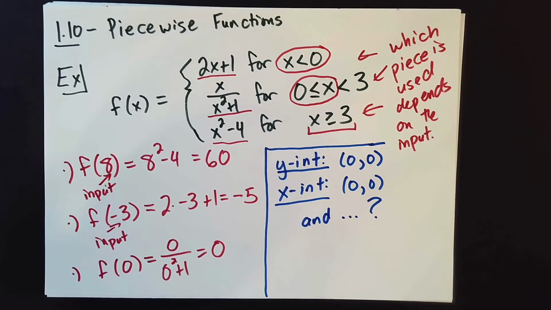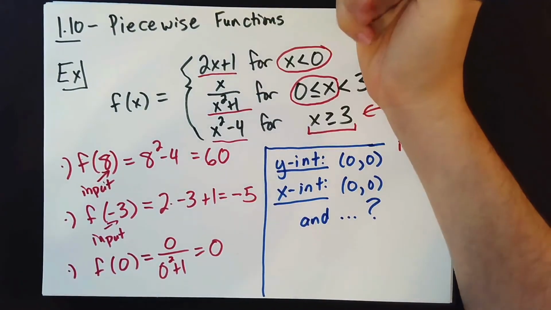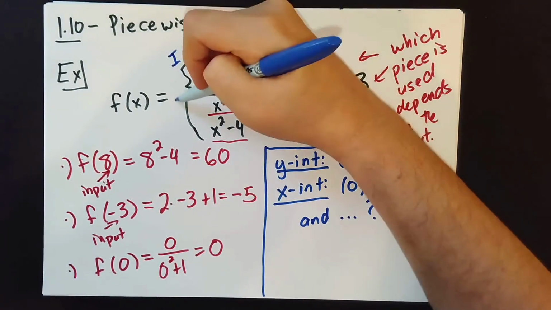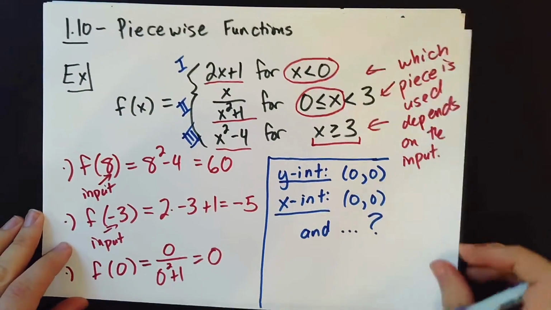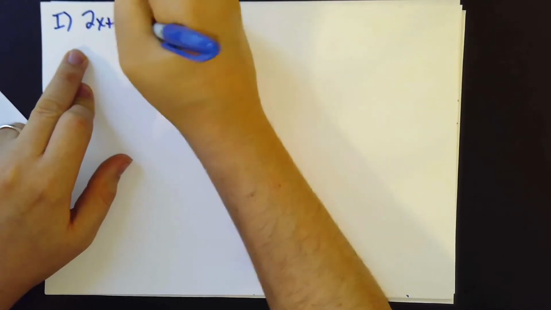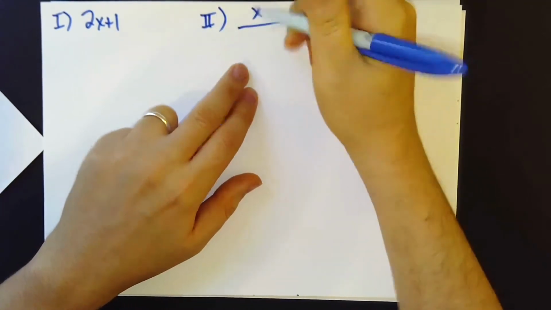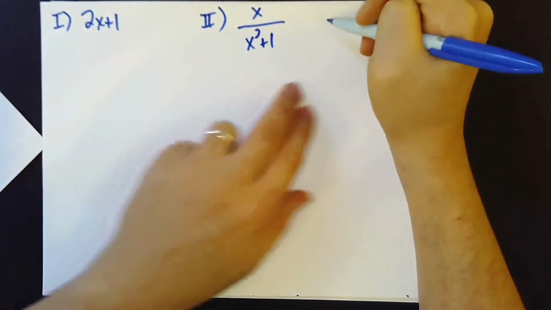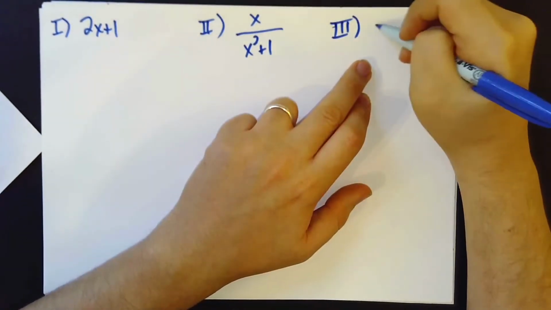And so how are we going to do that? We're going to look at each piece of this function separately. So I'm going to call these pieces 1, 2, and 3, and I'm going to copy them here onto the next sheet. Piece 1, that was 2x plus 1. Piece 2, that was x over x squared plus 1. And piece 3, that was x squared minus 4.